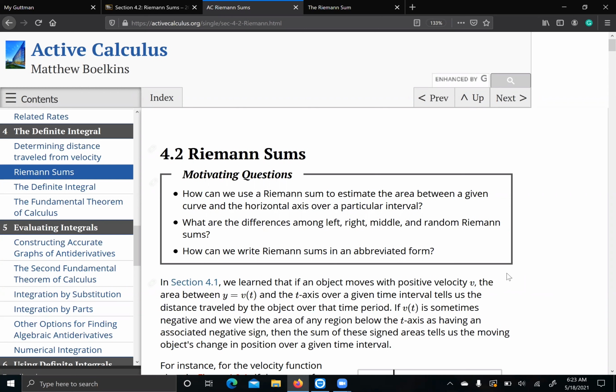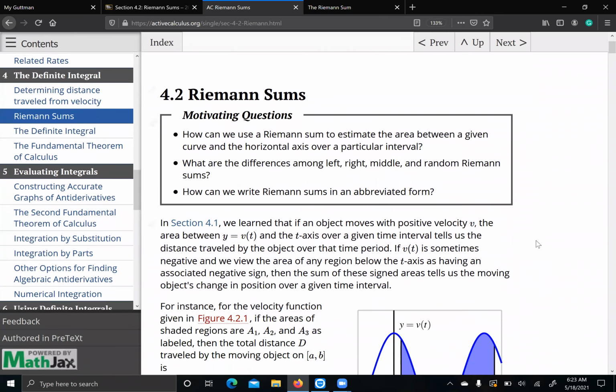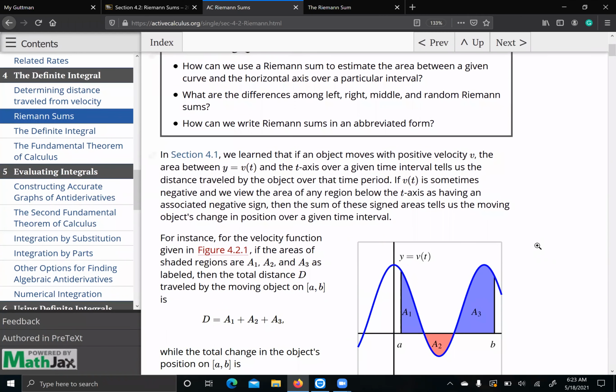So the purpose of this video, this study, is to see how we can use Riemann sums to estimate the area between a given curve and the horizontal axis, what the different methods are to find that area, and how we can write those in terms of specific notations.